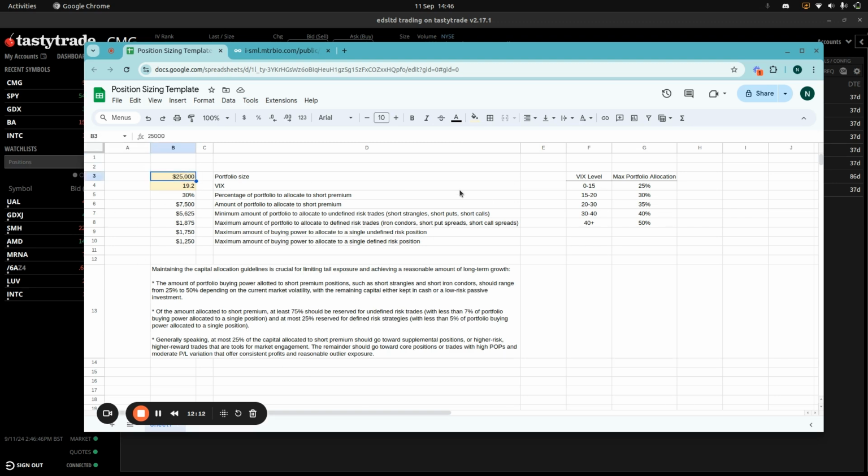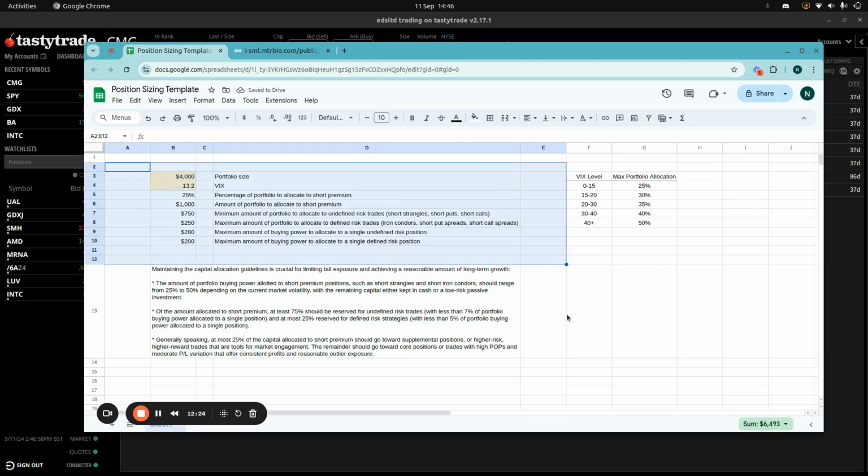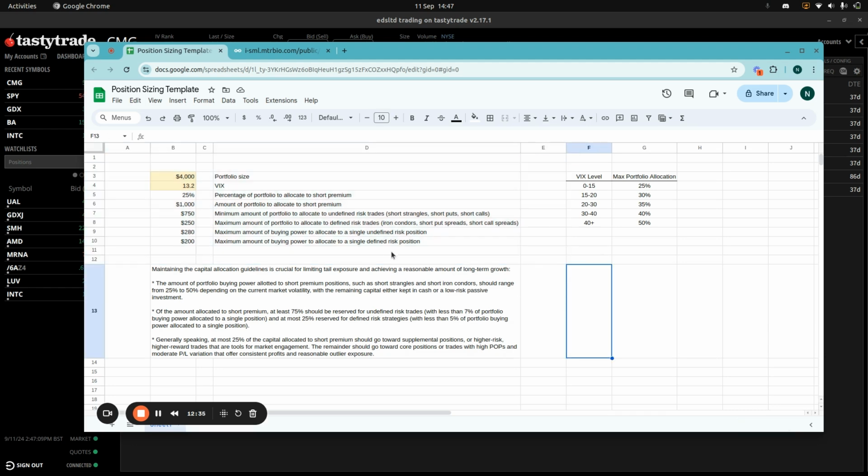So the way that this works is you just enter in the size of your portfolio. Let's say it's $4,000, then you enter in the current VIX level. Let's say it's at 13.2. Everything below will be automatically calculated for you. All you need to do at this point is use this to structure your portfolio, use it as a backbone of your portfolio, and you'll be fine over the long term.